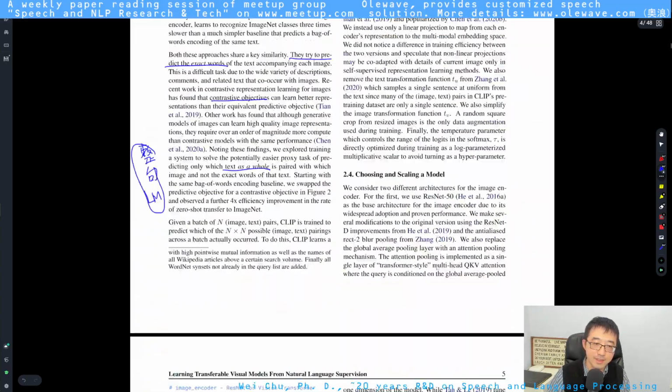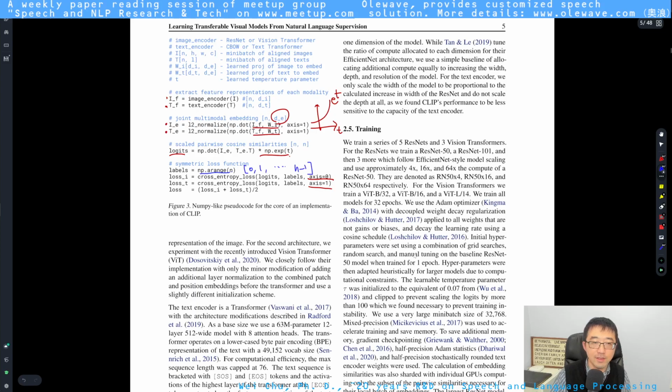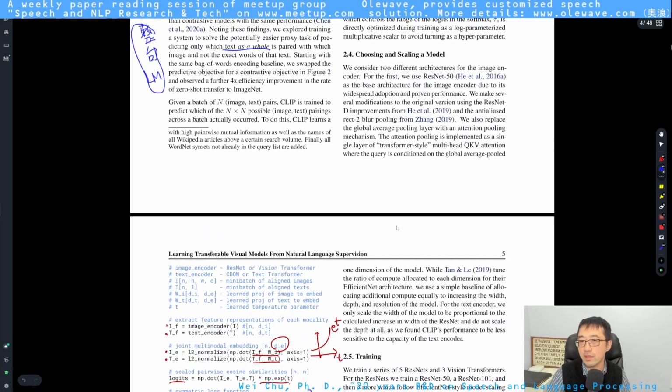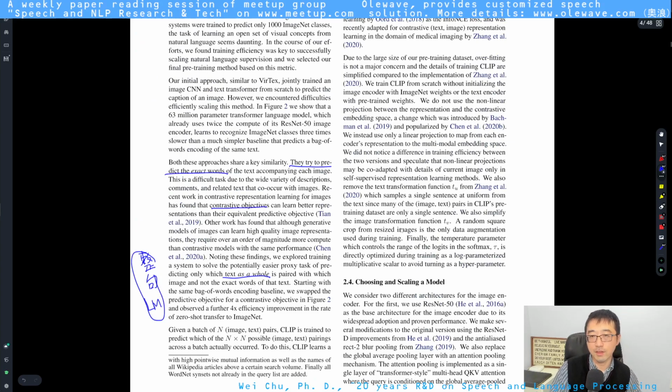And then I think because they do the 2 losses and they just add the 2 losses, then average them. So you can see the math of the CLIP is very straightforward. Okay.